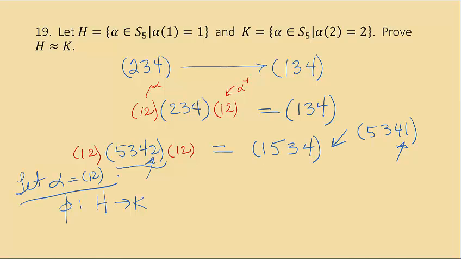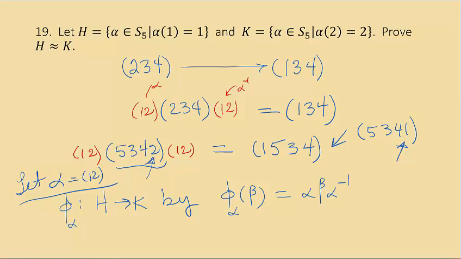Let alpha be (1 2). Then let phi take H to K by phi of, let's call it beta, beta in H, is equal to alpha beta alpha inverse. We've just conjugated by alpha. We could call this mapping phi sub alpha if we want. That's what the author has been doing in the book.